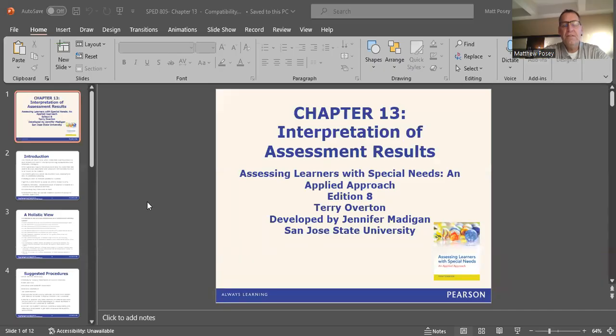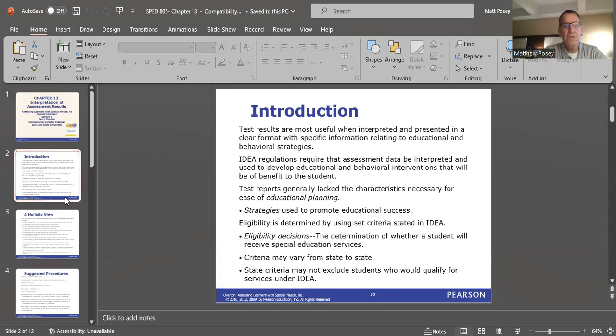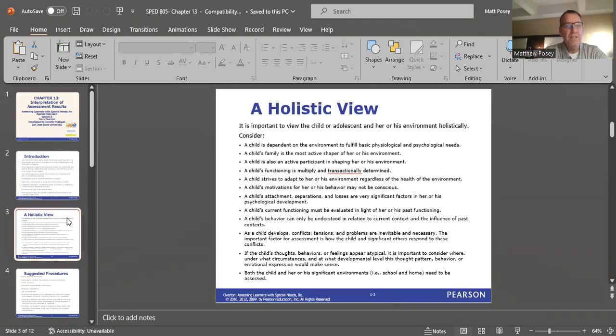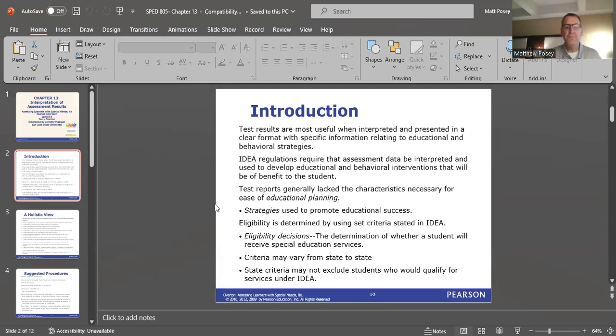The slide deck for week 7 is chapter 13, interpretation of assessment and results. The slide deck for this week has information pertaining to interpreting results, creating a report, and also how to write up the comprehensive report. The introduction for this slide deck talks about what the reports contain, their characteristics, and what their purpose is, and also these are used whenever we are determining eligibility for IDEA services.